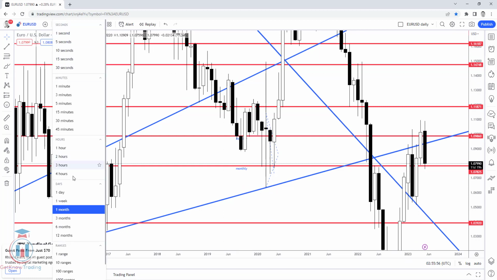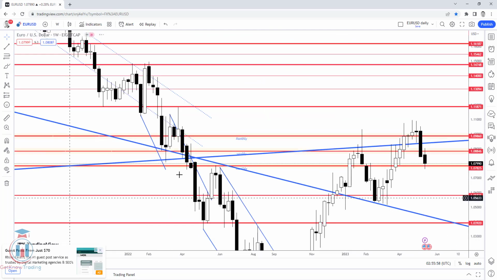Let's see on a weekly time frame what are the critical levels. Now the price is at 1.07825. The next area for the price is this one. So for the next week, if the price wants to stay in the bullish mode, it should stay above this one.